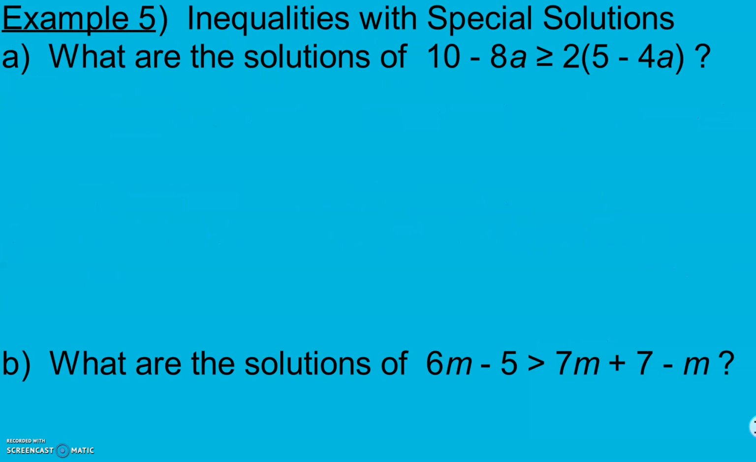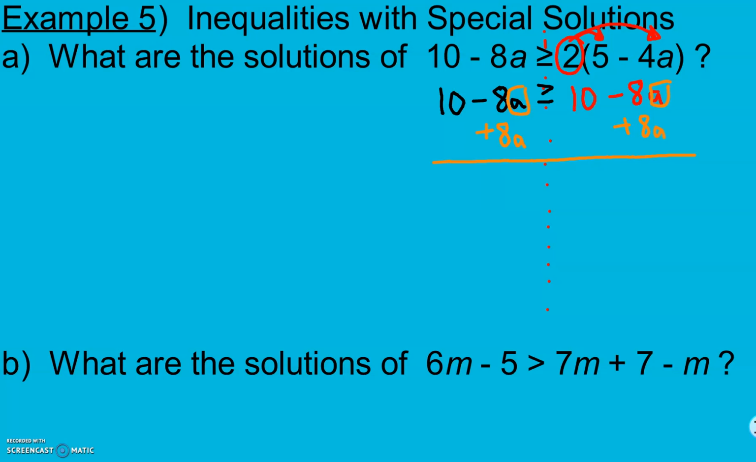In example 5, we want to find the solutions. My left expression is as simple as we can get it, but my right one is not. So I'm going to go ahead and distribute to get rid of those parentheses. 2 times 5 is 10, and 2 times negative 4a is negative 8a. Again, I didn't change my left expression here at all, and I didn't change my inequality. Now, I have variables on both sides, so I'm going to go ahead and get those together by adding 8a.